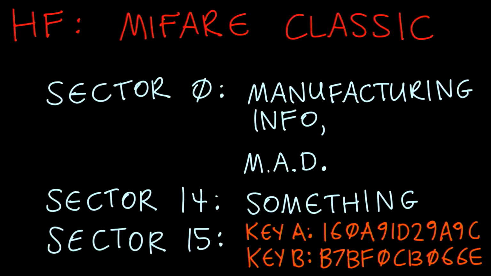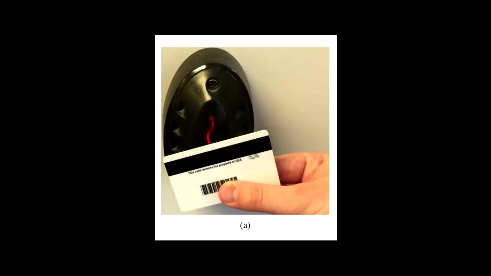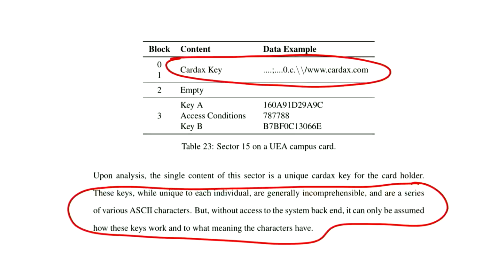Now, before everyone gets all blah, blah, blah, like I say, it's already in the public, so people already know this. And the technique, if you have a MyFare Classic card, anyone can do this. So, for example, this person here, we recognize that squiggle. He's also noticed those keys before. This is the only other place that I've seen them printed in a research sort of document. But you'll notice here that he's got that Cardax key thing, and he said these keys, by Unix to each individual, are generally incomprehensible and a series of various ASCII characters. Without access to the system backend, it can only be assumed how these keys work and what meaning the characters have.